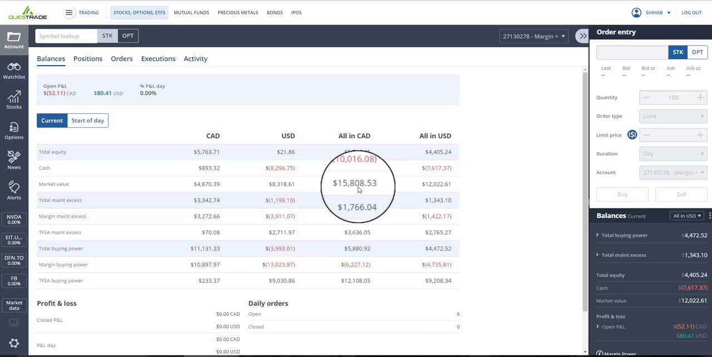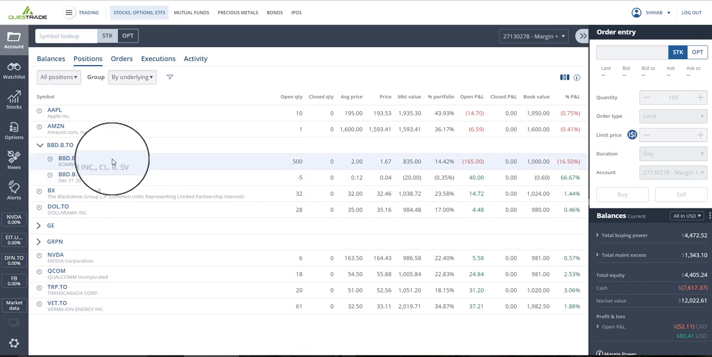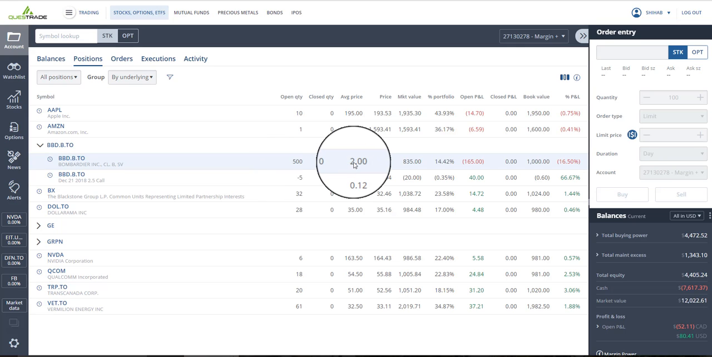Alright, so in this video I want to talk about how to write covered calls with Questrade. So the first thing you need to do is own at least 100 shares of that stock. As you can see here, on Thursday I bought 500 shares of Bombardier at $2. So that's at least 100 shares.